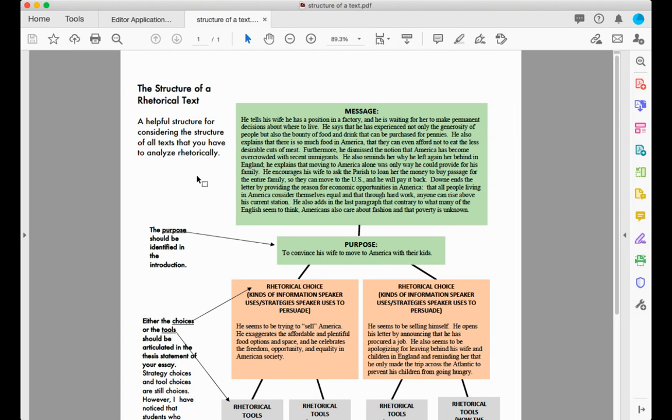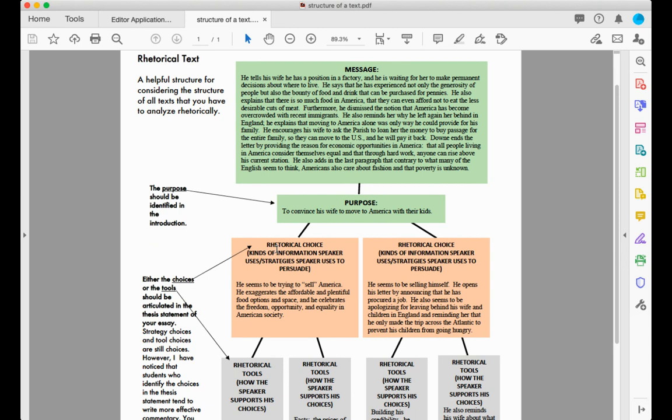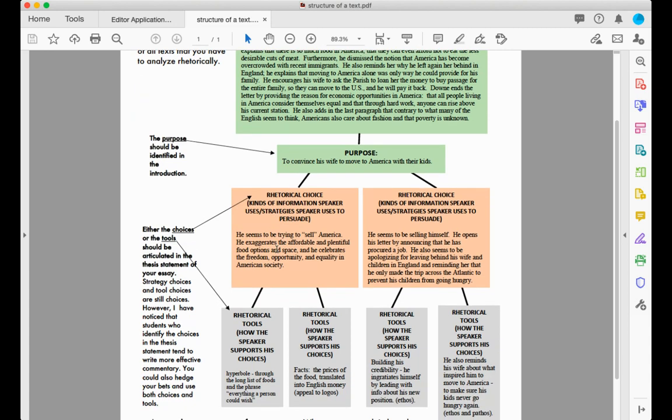So first is, what's the message? What does it say? That's kind of the basic baseline. I understand, comprehend what this person is telling the audience. And so you can read that. I'm going to put this up on the classroom as well, so you can read my summary of it. And it's closely related to the purpose. The purpose of that down letter was that he's trying to convince his wife to move with the kids to America. And then what's supporting that are the rhetorical choices.